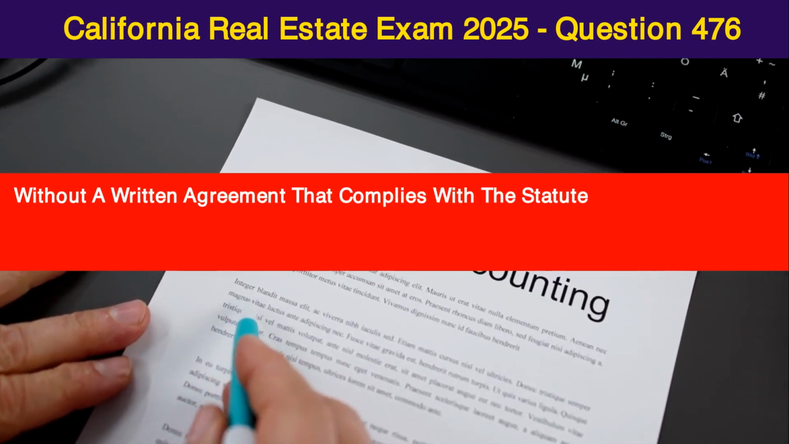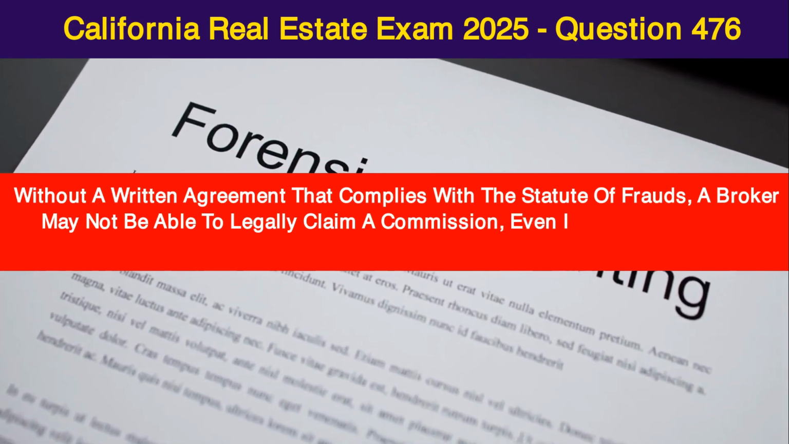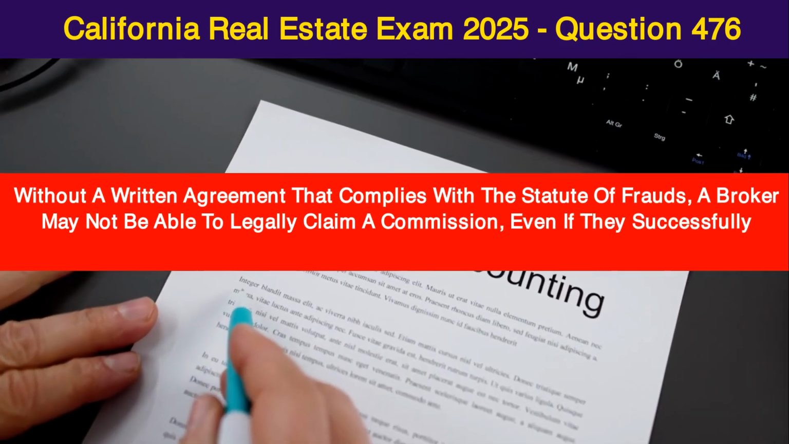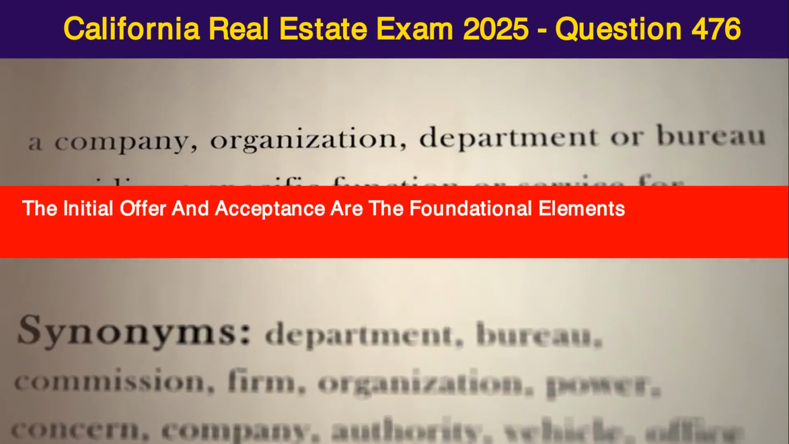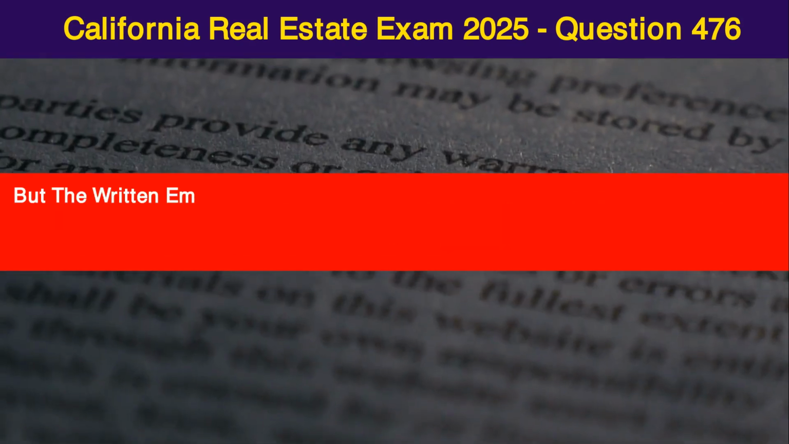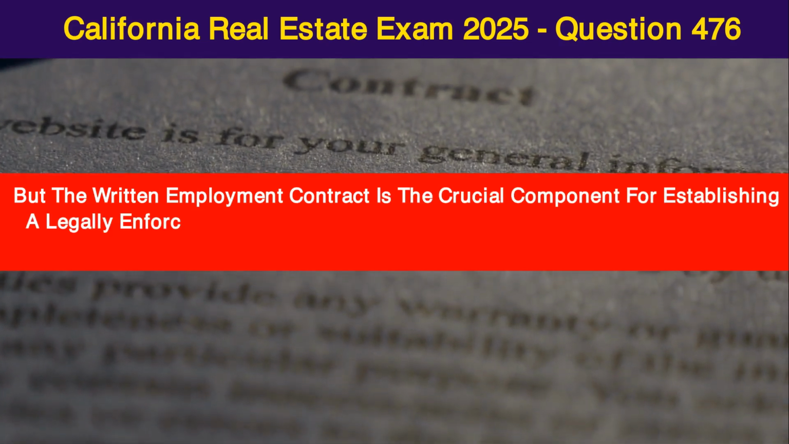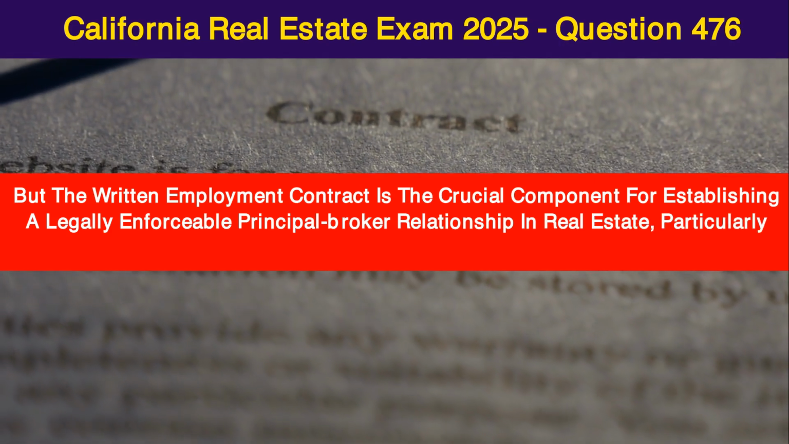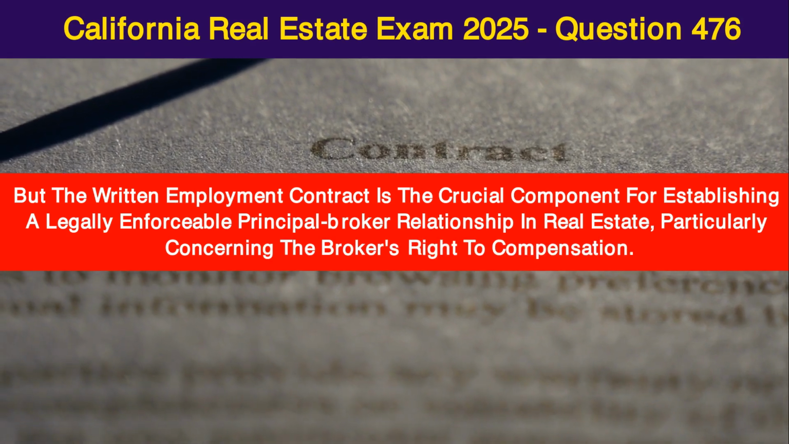Without a written agreement that complies with the statute of frauds, a broker may not be able to legally claim a commission, even if they successfully procure a buyer for the seller. The initial offer and acceptance are the foundational elements of any agency relationship. But the written employment contract is the crucial component for establishing a legally enforceable principal-broker relationship in real estate, particularly concerning the broker's right to compensation.